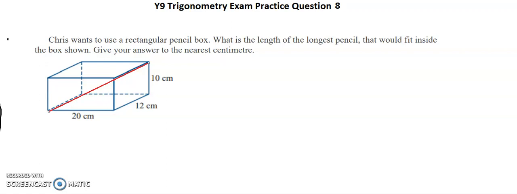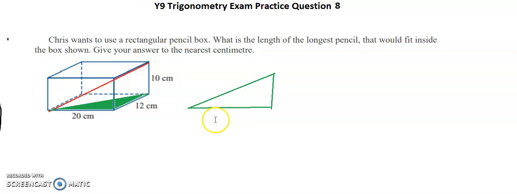The first thing that we need to work on is getting the base of our triangle. To do that, we can see that we've got another triangle here that we need to solve. So I'm going to find the base of my main triangle, and to do that I need to find the hypotenuse of this triangle right here. We know that we've got 20 centimeters by 12 centimeters.